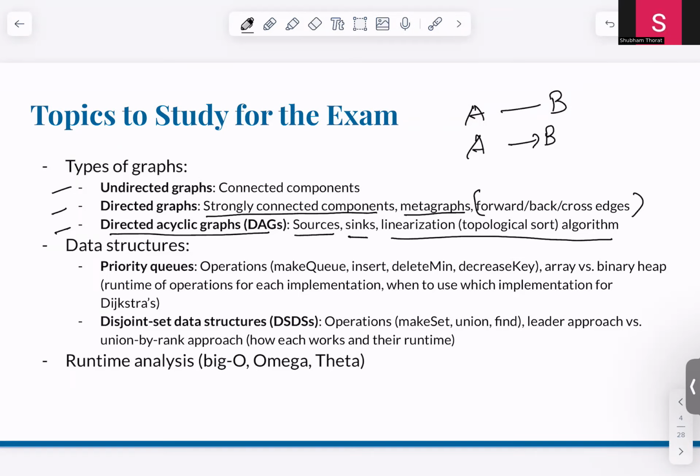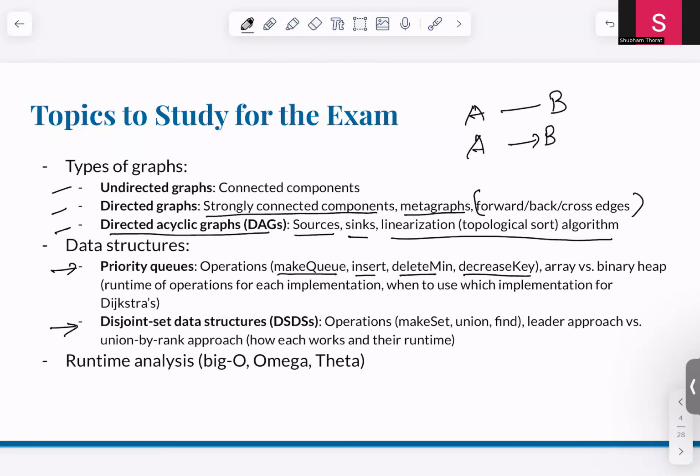We are also using data structures intermediately in these algorithms. Like in Dijkstra's, we are using a priority queue. In MST, especially in Kruskal's, we are using disjoint set data structures. Make sure that for a priority queue, you understand what exactly make queue is, what the runtime of make queue is, and the implementation and runtime of insert, delete min, and decrease key. The runtime is very important, and the kind of operations they are doing under the hood. So make sure you understand these as well.